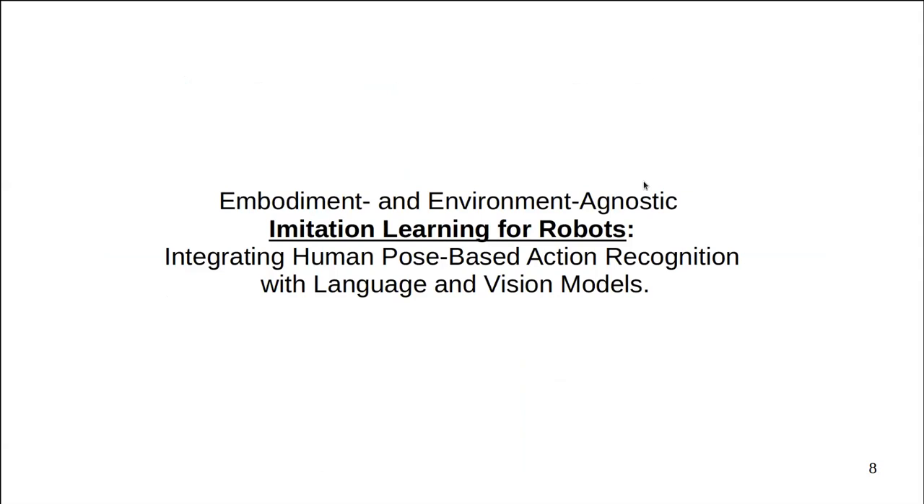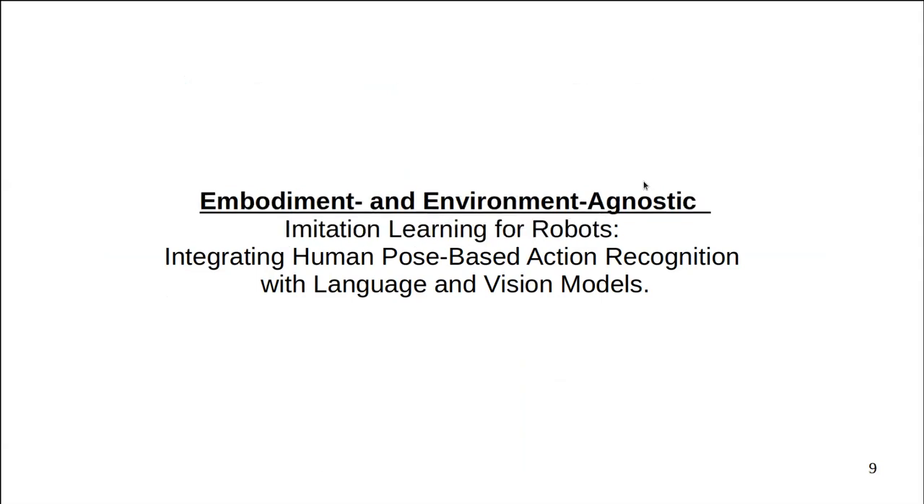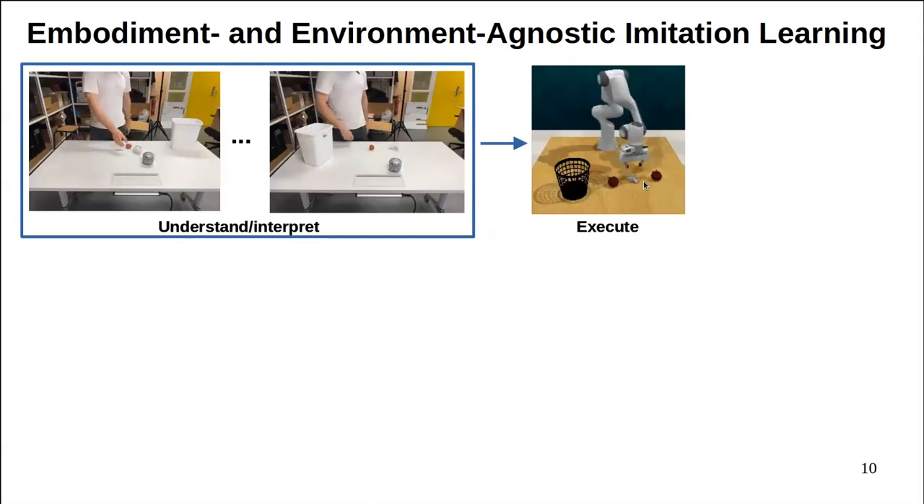Now that we understand imitation learning for robots, we need to introduce what we call embodiment and environment-agnostic imitation learning. Let me start with an example. This is a task that we actually considered during this PhD. We have a task where the human operator is taking a paper trash and throwing it in the trash bin. The goal is to understand the task from those human video demonstrations, and then we would like to execute the same task on a robot.